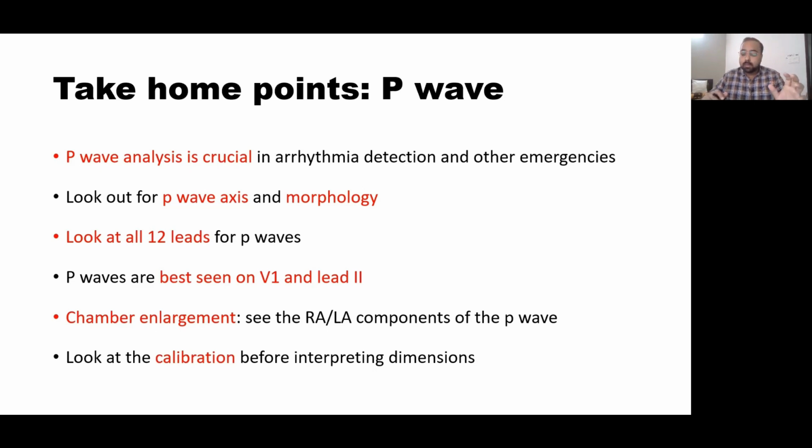The chamber enlargements can very well be picked up by closely observing the P wave. The initial component of the right atrial and the later component of left atrial depolarization can be picked up in different leads and can help us in diagnosis of chamber enlargements. But before you do any calculations regarding chamber enlargements, you should carefully look at the ECG calibration, both the y-axis calibration and the x-axis calibration, so that you do not misdiagnose the chamber enlargements.